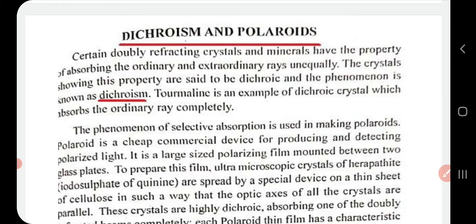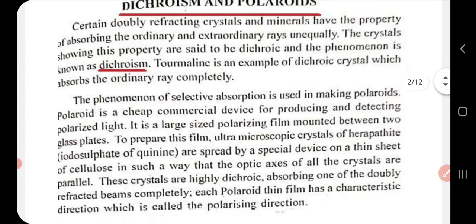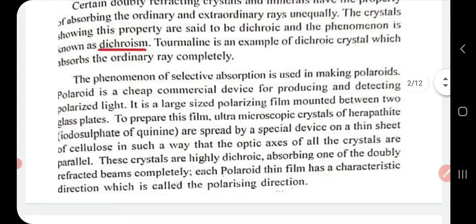In the last class, we have already discussed doubly refracting crystals. Now, some of these doubly refracting crystals and minerals have the property of absorbing the ordinary ray and extraordinary ray unequally. This phenomenon is called dichroism, and the crystals that have this property are called dichroics. An example of such a dichroic crystal is tourmaline, and it absorbs the ordinary ray completely. So dichroism, in one sentence, is the phenomenon of selective absorption.